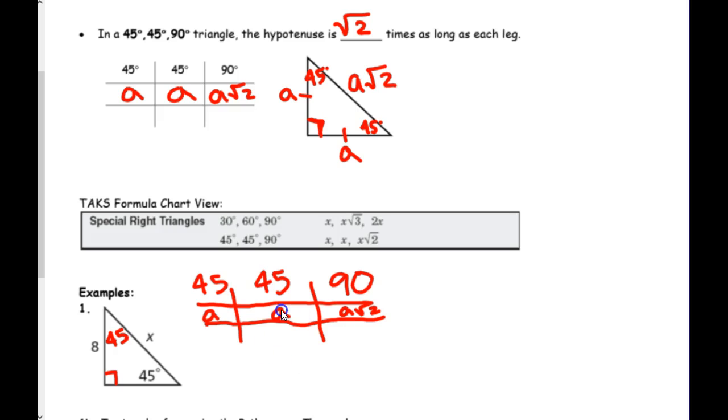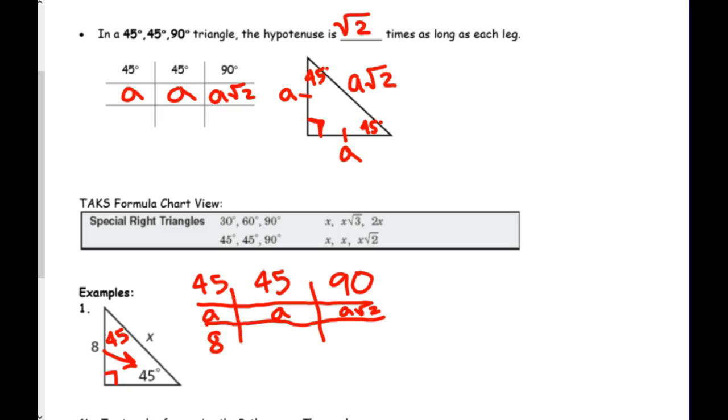So let's talk about this, though. Now, 8, right? We have one side length that's labeled here. So 8 is across from what angle? 45. So guess where I'm going to put the 8? Underneath the 45. Okay?